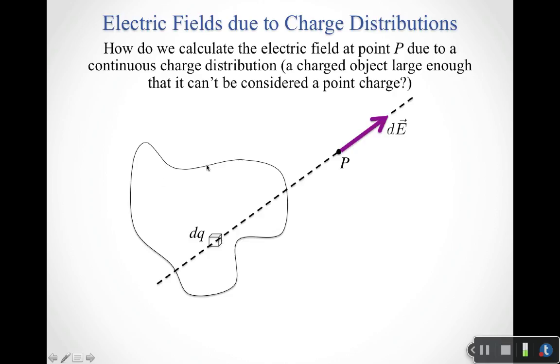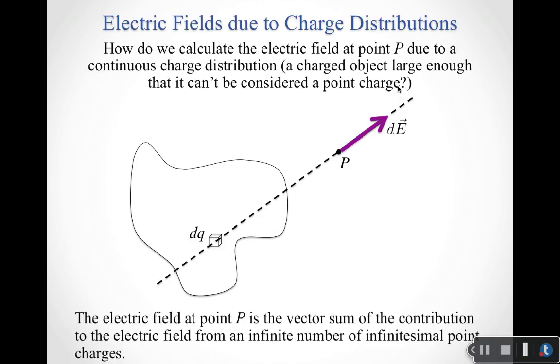And so here I would pick some tiny little charge element dq. It's going to have some amount of the total charge that sits on this charge distribution. It's going to generate some contribution to the electric field at point P. Again, the line that connects my little charge element to point P, the contribution to the electric field from that charge element has to lie along that line. And then what we would do is basically sum up over all the possible little charge elements that then make up whatever this large continuous charge distribution is.